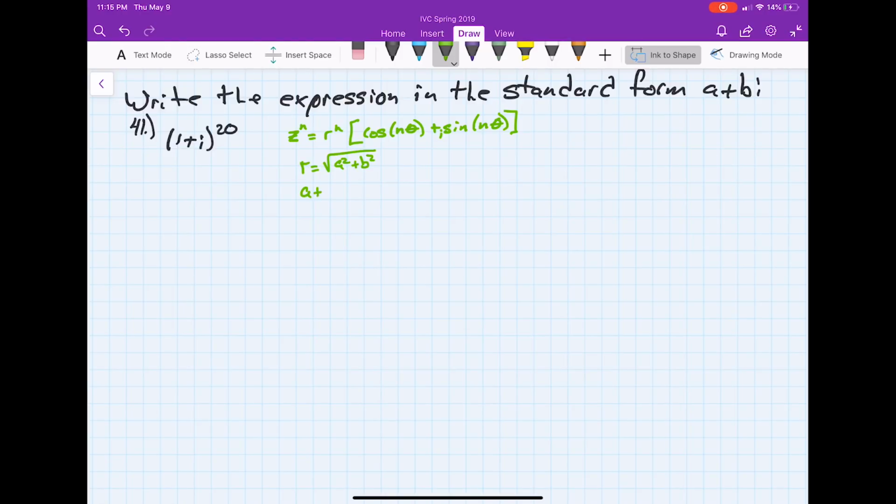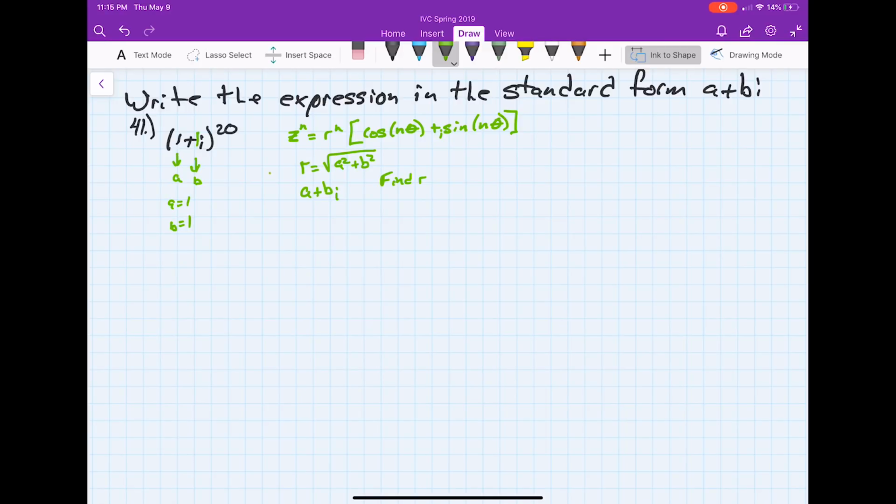And let's see, a plus bi, that's what we want to get to. So we need to find what our radius is. And we have our a and b, they come from this. So that's our a and that's our b. We have 1, and we don't write 1i normally, but there's a 1 in front of that i. So a is equal to 1 and b is equal to 1.